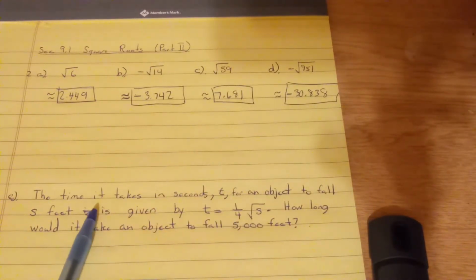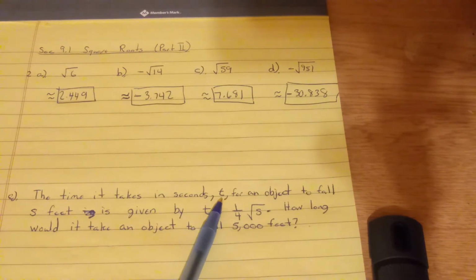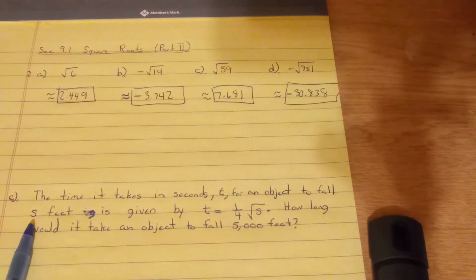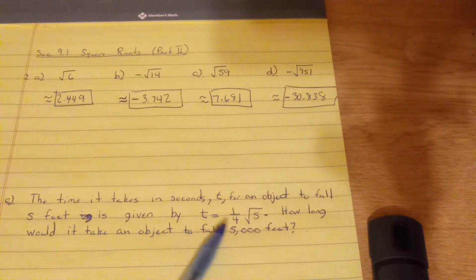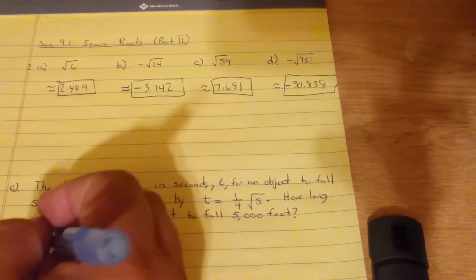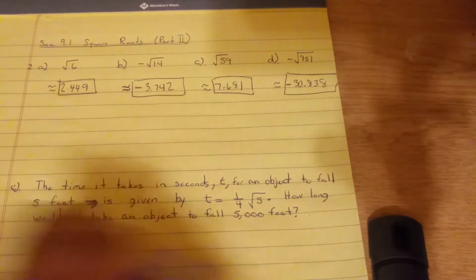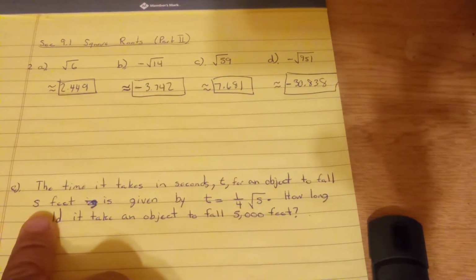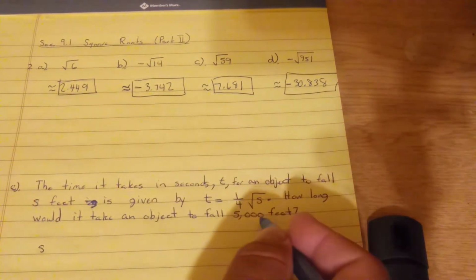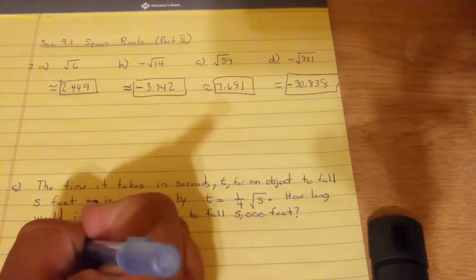It says the time it takes in seconds, which is represented by the letter t, for an object to fall s feet. So in this case, s is the number of feet that we have. It's given by the equation t equals 1/4 square root of s. How long would it take an object to fall 5,000 feet? All right, so we're going to go ahead and first define what we have. We don't have t, that's what we're trying to find. But we have s. S represents the number of feet. In this case, they're letting us know that it's 5,000 feet.